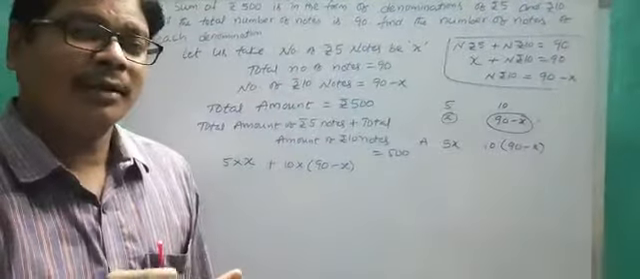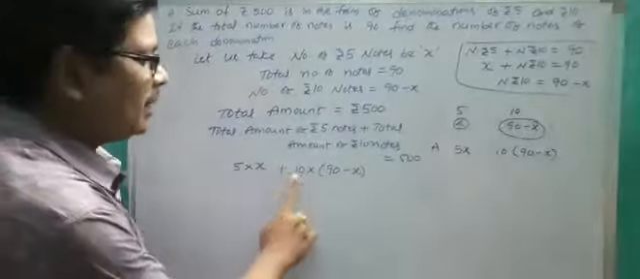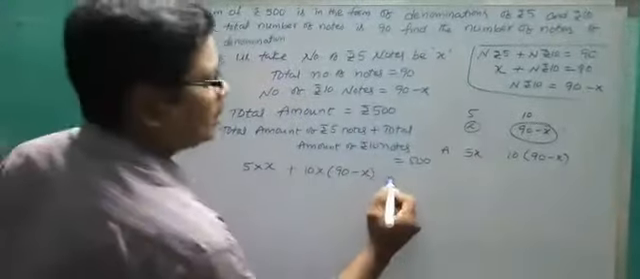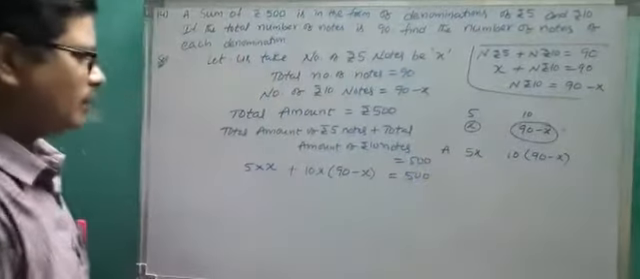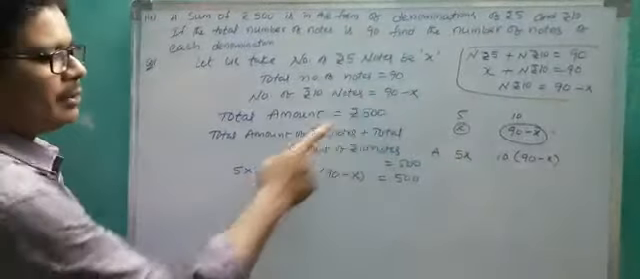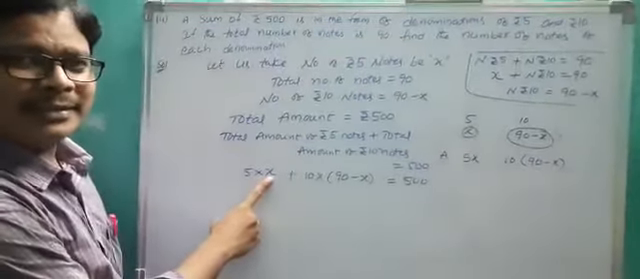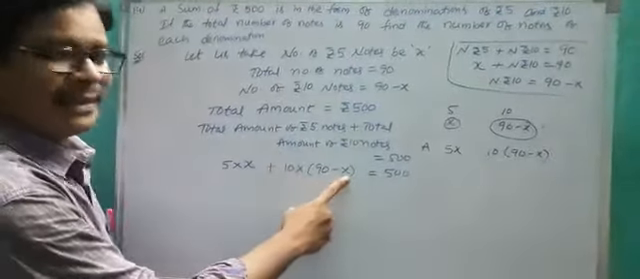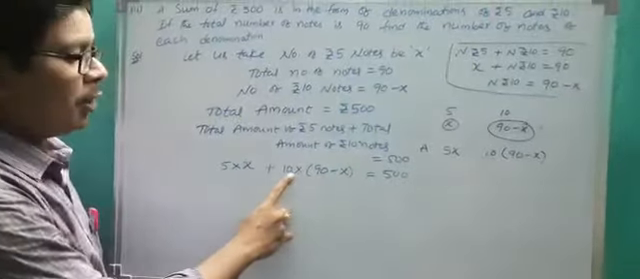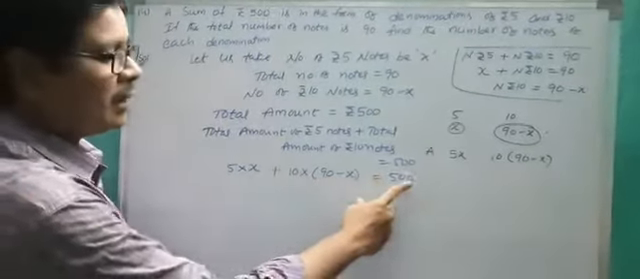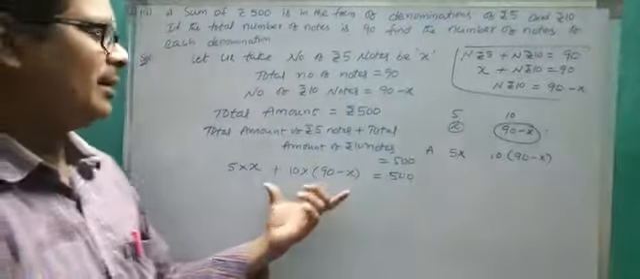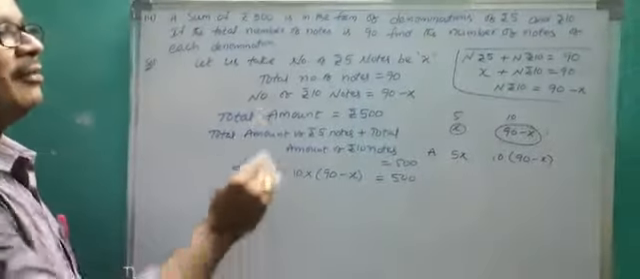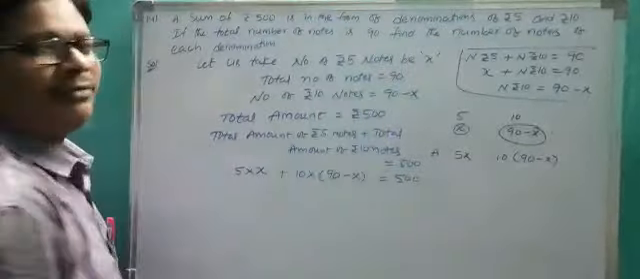For example, you have 20 notes in your pocket, 10 into 20, you have 200 rupees in your pocket. So this is the amount, this is the number of notes. Number of notes x, each note carries how many rupees? 5. 5 into x. 90 minus x is the number of 10 rupees notes. Amount means 10 into 90 minus x. Total amount equal to 500. We got one linear equation in one variable. We have to solve it and you get the value of x. That x indicates the number of 5 rupees notes.